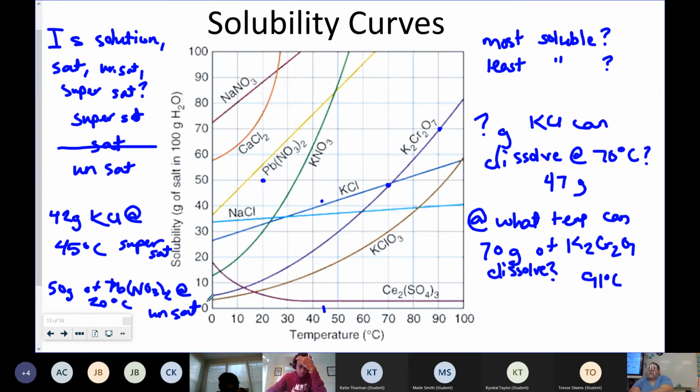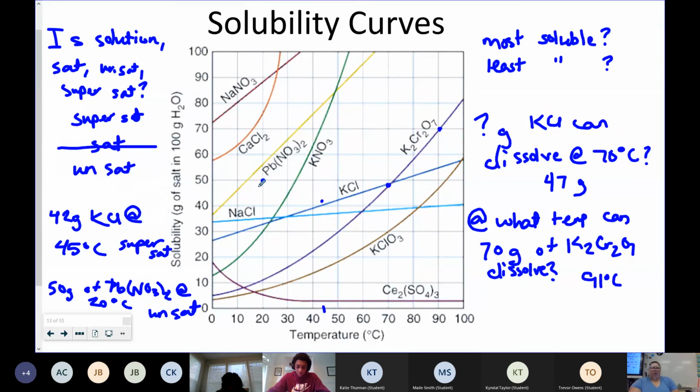So those are the types of questions that you'll come across in regards to reading solubility curves. There are other things that could be asked about this, but that's a little bit outside the realm of what we're going to deal with this semester.